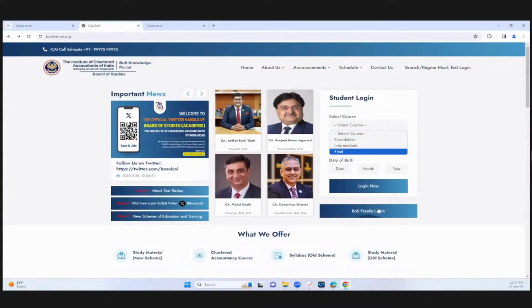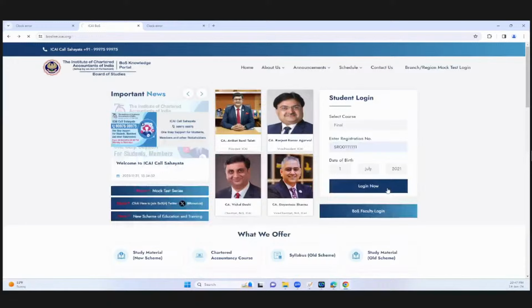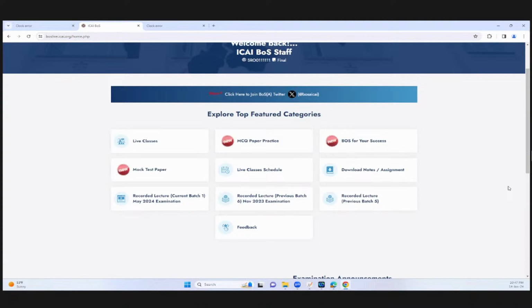If you look at the BOS Knowledge Portal, there's a login form where you have to log in with your registration number and date of birth. You'll find this particular window open, and in this window you will find the MCQ practice portal. This window is where MCQs are uploaded for every subject. Just open that. It's not opening, maybe because of some proxy issue right now.